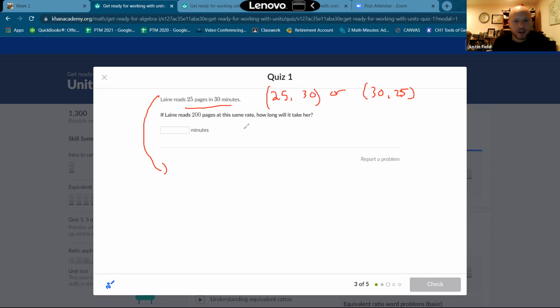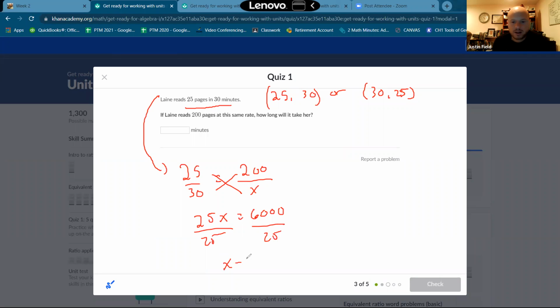So we want to, it's like this. We have 25 pages in 30 minutes, right? And that's equivalent to 200 pages in X minutes. And so we could cross multiply, and then we'd get 25X equals 6,000, 30 times 200, and then divide by 25. So do you remember about cross multiplying? And then 240, I knew that.